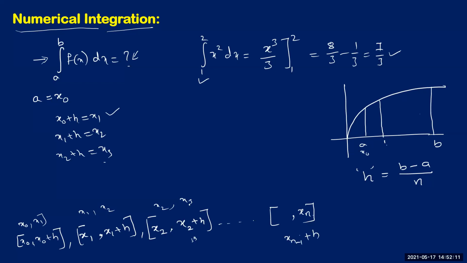Like you see, what is x3 actually? x3 is x2 plus h. Or x2 is actually x1 plus h. In a similar way, xn is its previous point, which is xn minus 1, plus h. So you can expect the first point in this last interval is xn minus 1. That's how you see. If you write all intervals like this, this is your nth interval.